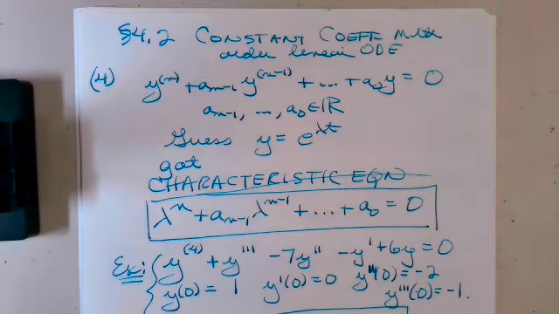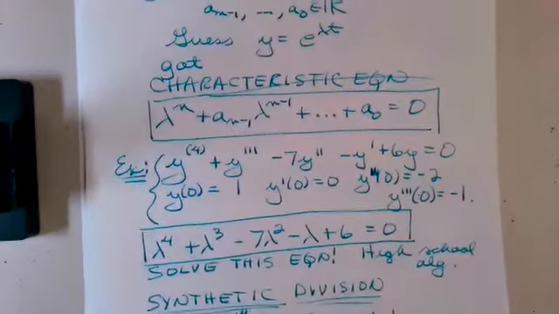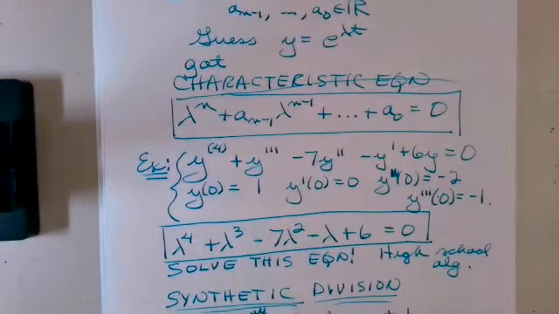Now, we want to look at different cases of solutions you get when you solve the characteristic equation. And in the process of doing that, we're going to run into some troubles because it's generally hard to solve higher order algebraic equations, things of this form. All right, so let's start with a simple example.